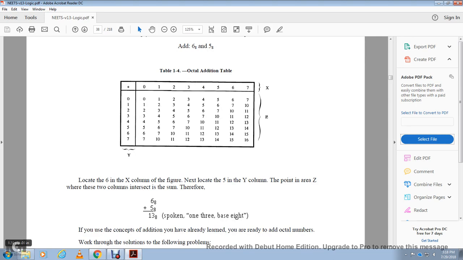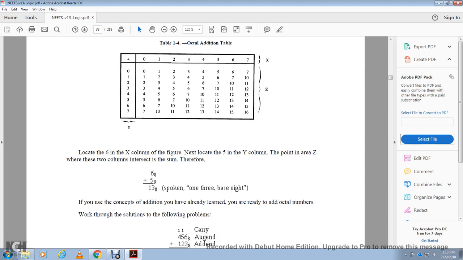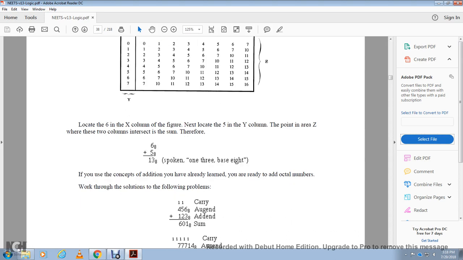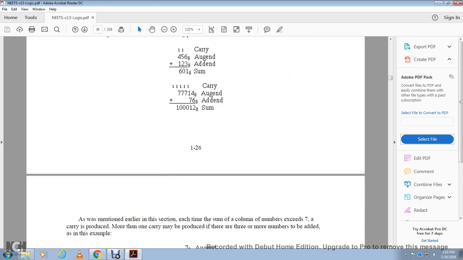If you use the concepts of addition you have already learned, you can work through the solutions of the following problems. You have 4 5 6 base 8 plus 1 2 3 base 8. You get 6 0 1 base 8 as the sum. Then 7 7 7 1 4 base 8 plus 7 6 equals 1 0 0 0 1 2 base 8 as the sum.